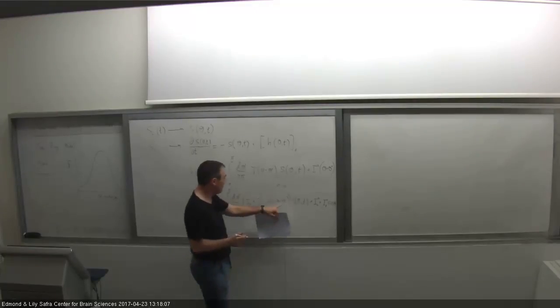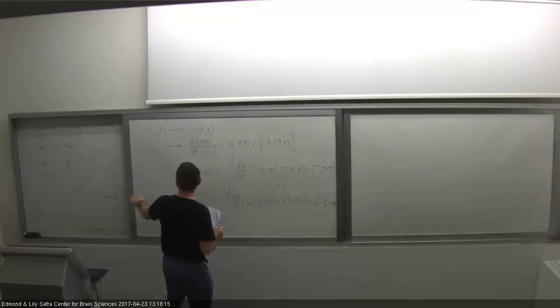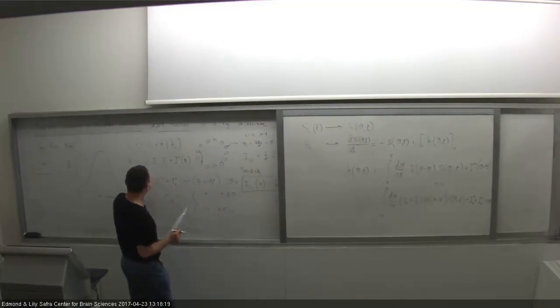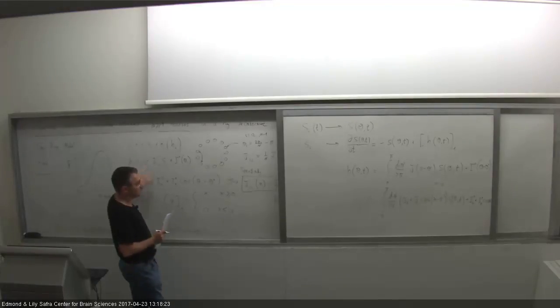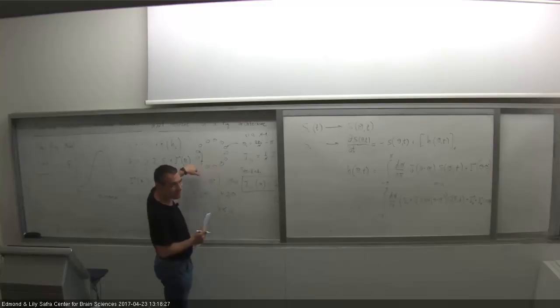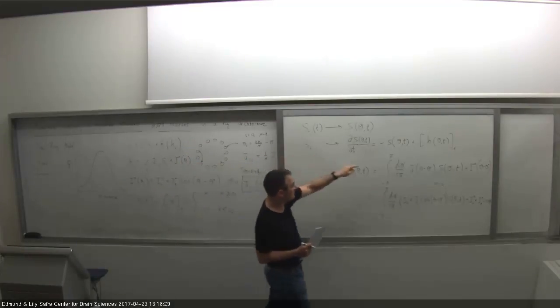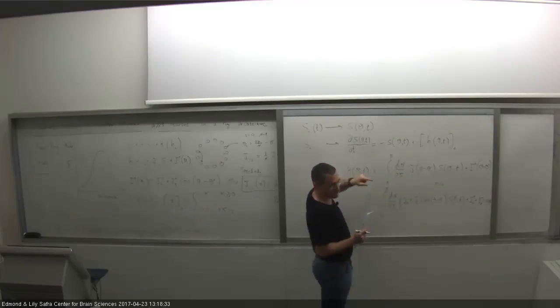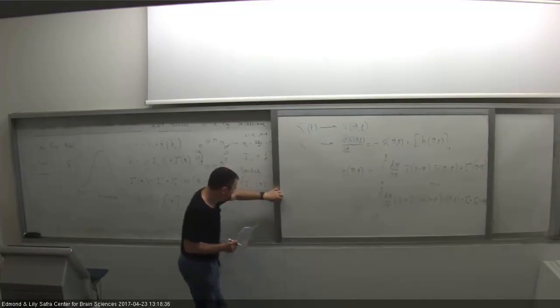This is what previously was J. This is what we sum over. So now we integrate over theta prime. Previously we took the sum over J, so we used the index J to go over all neurons. Now we use the index theta prime to go over all neurons. Okay.